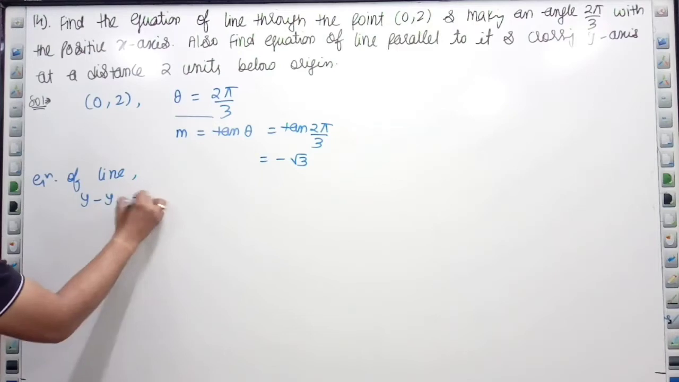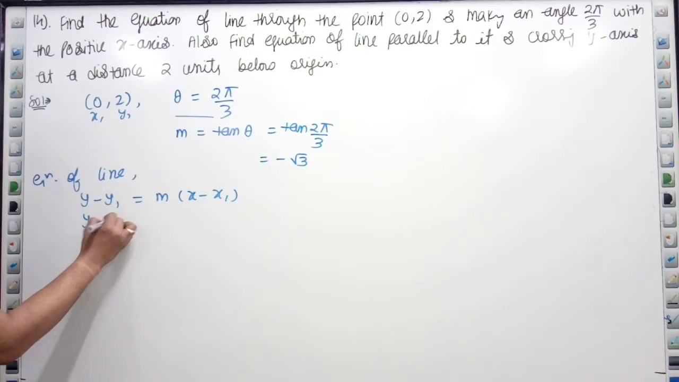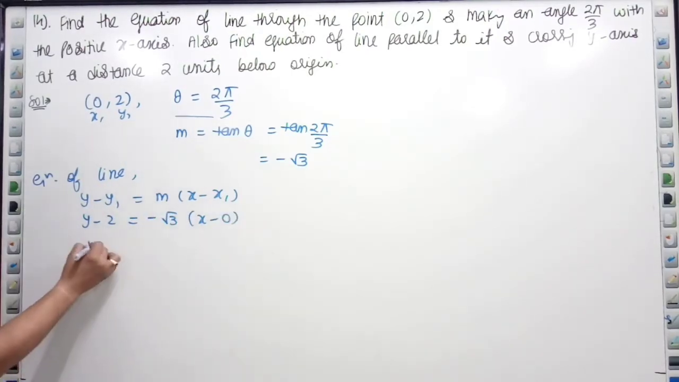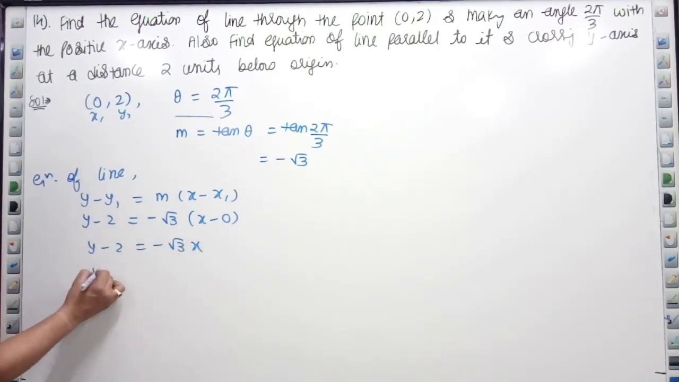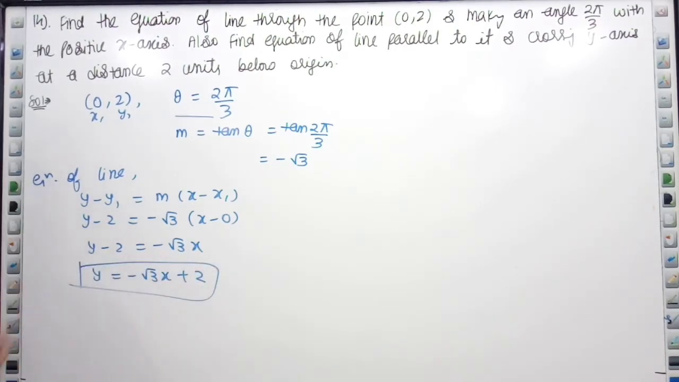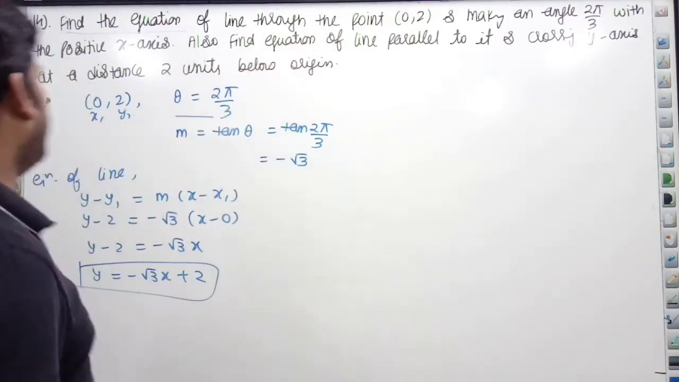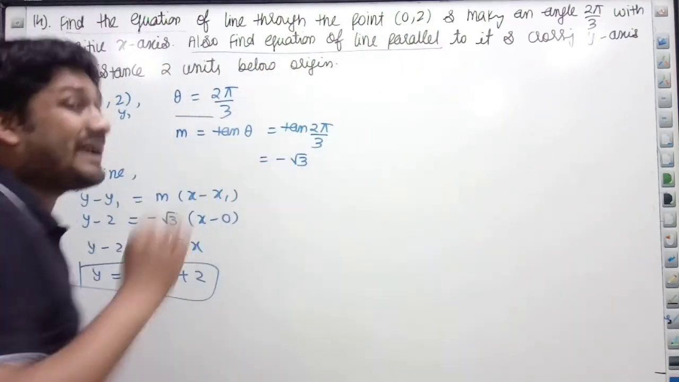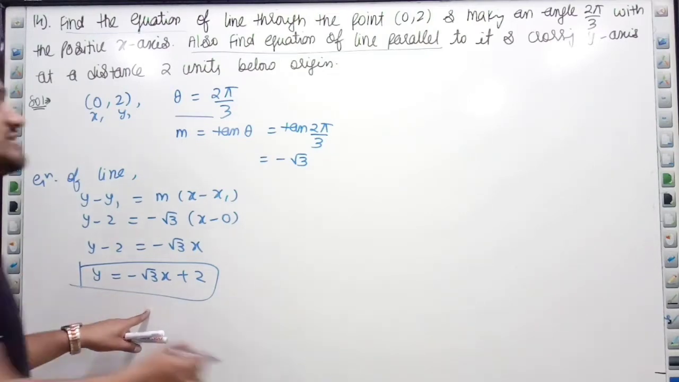So the equation of the line is y minus y1 equals m into x minus x1. This is x1, y1. So y minus 2 equals minus root 3 into x minus 0. So y minus 2 equals minus root 3 x, so we can say y equals minus root 3 x plus 2. So this is the first equation, the line through the point making an angle 2 pi by 3 with the x-axis. Now the second thing: also find the equation of the line parallel to it. Any line that is parallel to it has slope equal to this line.